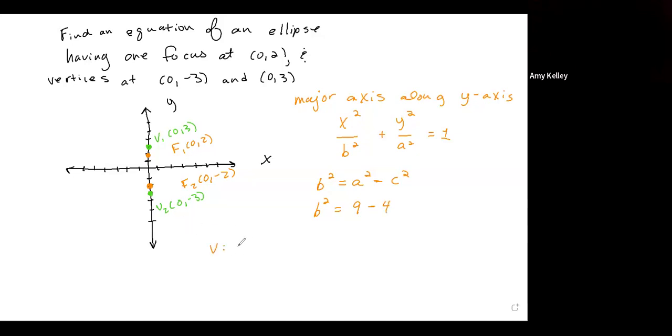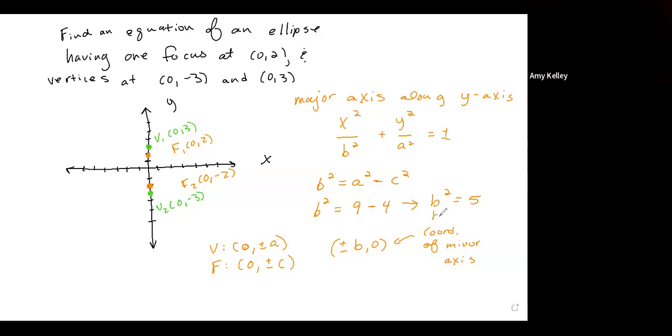Recall that the vertices are at (0, plus or minus a) when the major axis falls along y. The foci are at (0, plus or minus c), and the coordinates for the minor axis will be (plus or minus b, 0). All right, so that means that b squared equals 5.